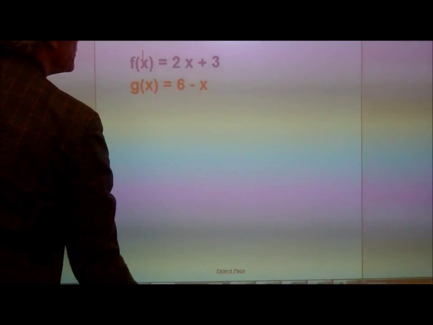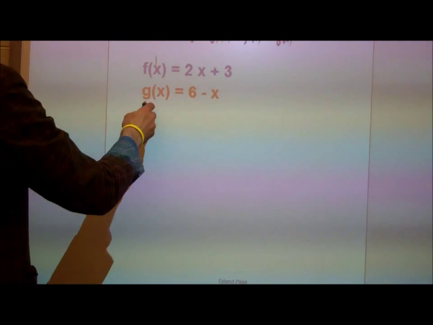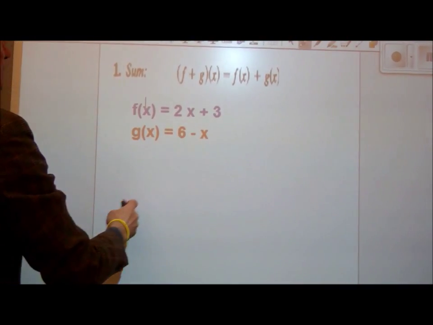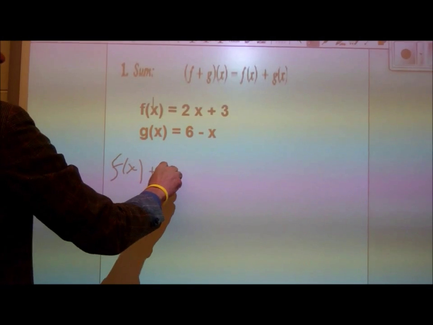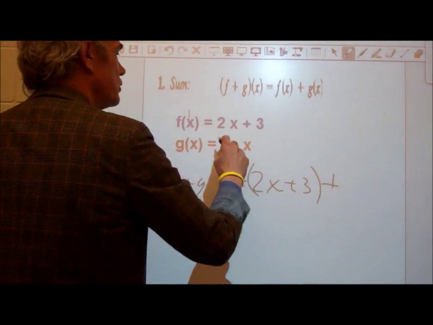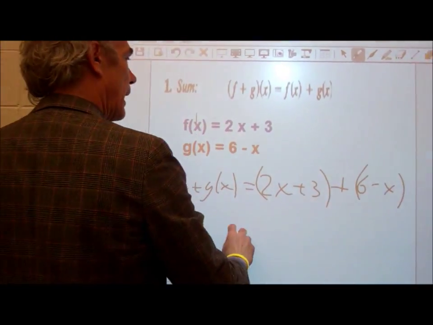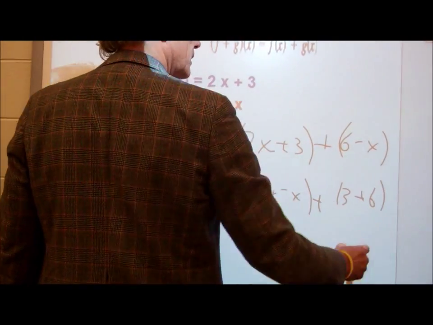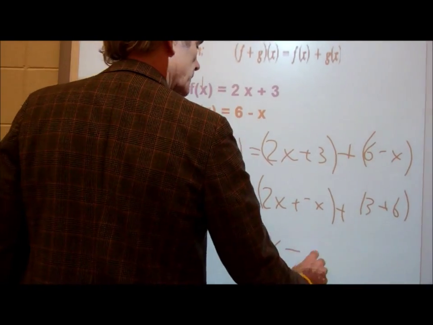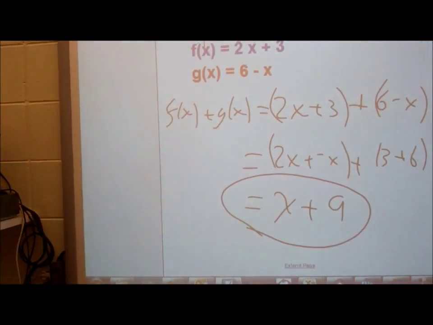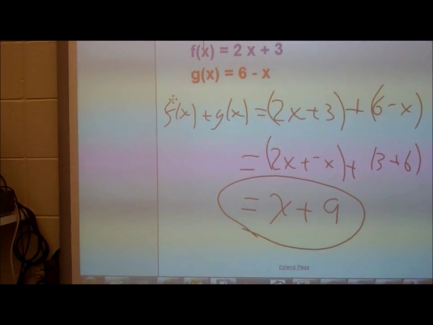Algebraically, to add these two up, to do f plus g of x, which is also known as f of x plus g of x, I just replace the f of x with 2x plus 3, and the g of x with 6 minus x. And so I add up the x's and add up the constant terms, and I get x plus 9. And sure, if that was our graph before, x plus 9, the y-intercept was 9. So that's combining two functions by addition. Okay? You got it?